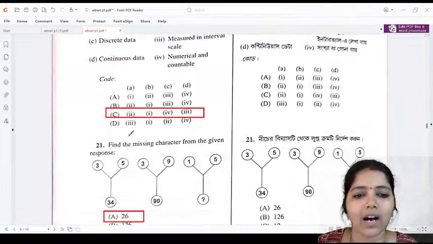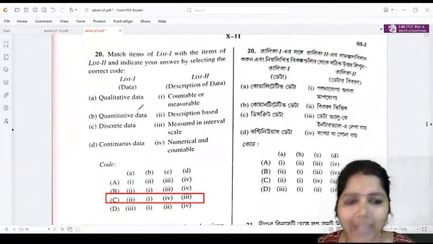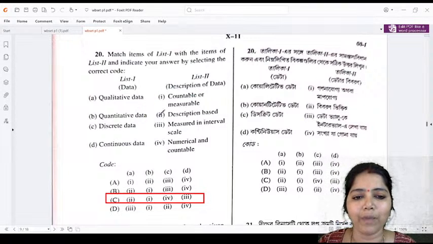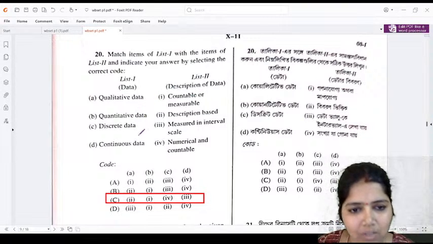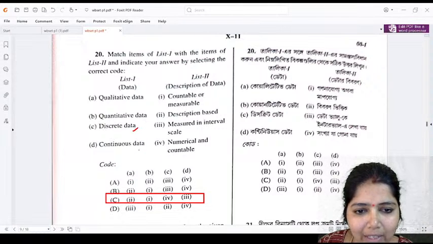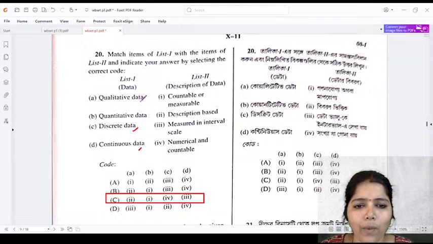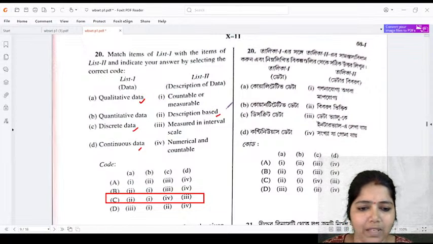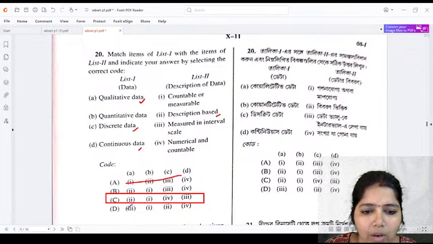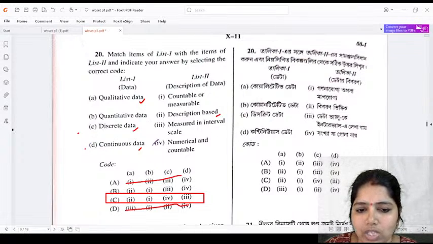So the answer for this question is 16 is to 45. Next one, this we have done so many times. Looking at the question very carefully, when you attend discrete and continuous, it's a very easy question, right? Option A, qualitative data, this is description based, so you can eliminate option A and option D can be eliminated, only B and C. B and C will be confused with the discrete and the continuous data.